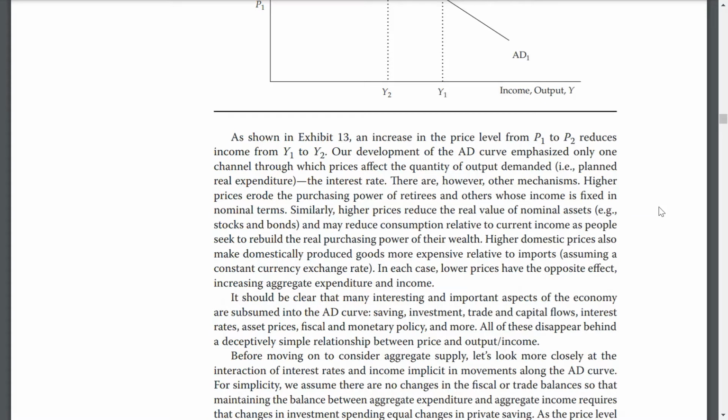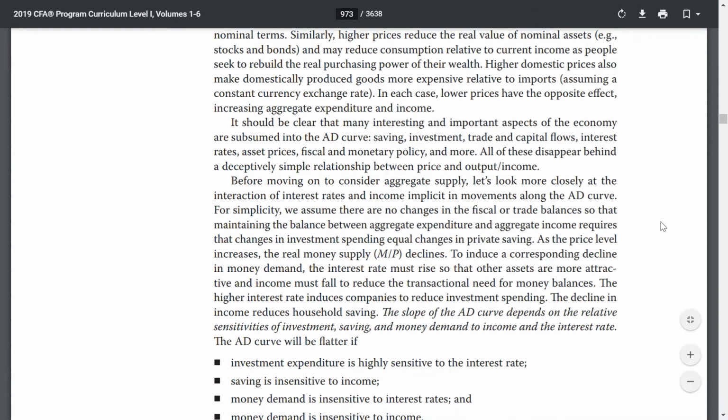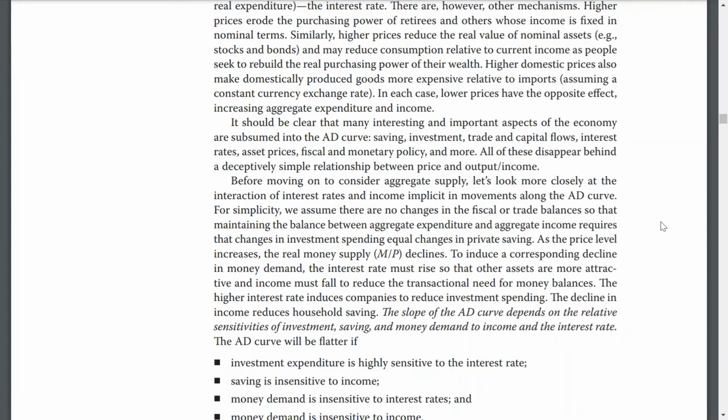It should be clear that many interesting and important aspects of the economy are subsumed into the AD curve: savings, investment, trade and capital flows, interest rates, asset prices, fiscal and monetary policies, and more. All of these disappear behind the deceptively simple relationship between price and output/income. Before moving on to consider aggregate supply, let's look more closely at the interactions of interest rates and income implicit in movement along the AD curve.